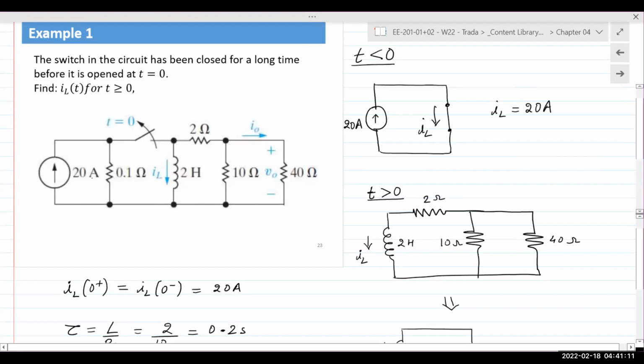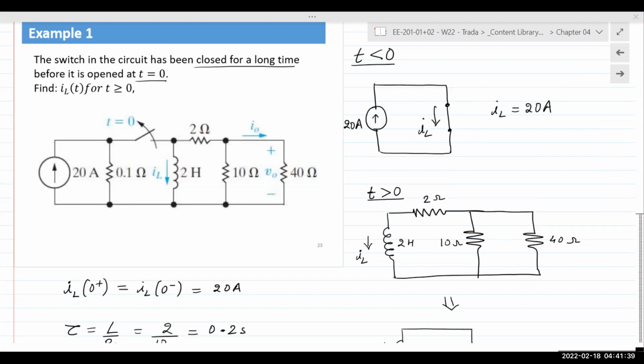Now, we are told that the switch in the circuit has been closed for a very long time before it is opened at time t equal to 0. At the beginning of the analysis, we want to set up our problem correctly. To do that, we redraw the circuit for time t less than 0 and time t greater than 0. So let's go ahead and do that.